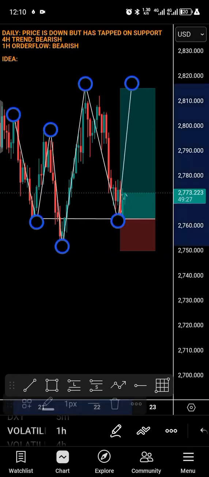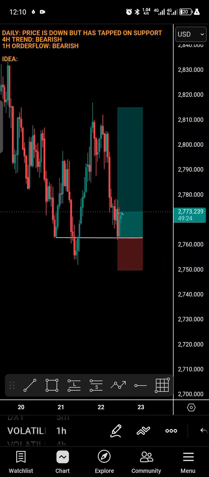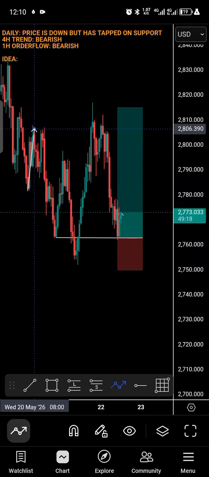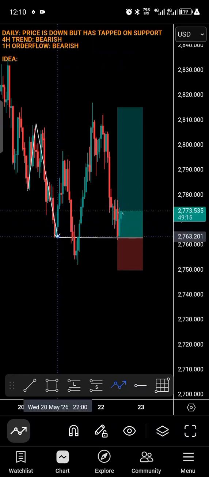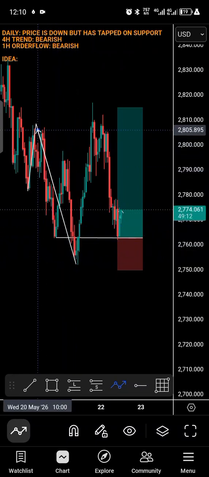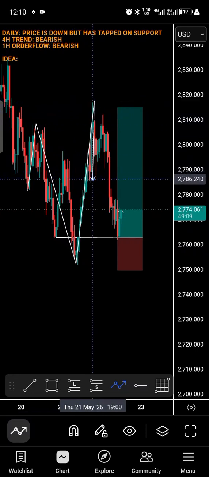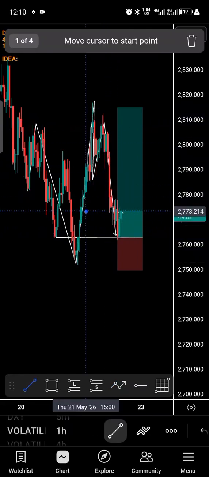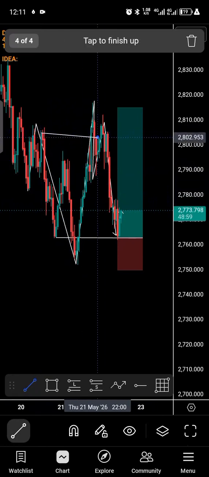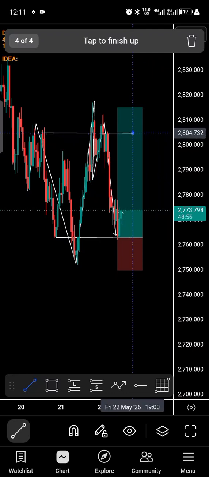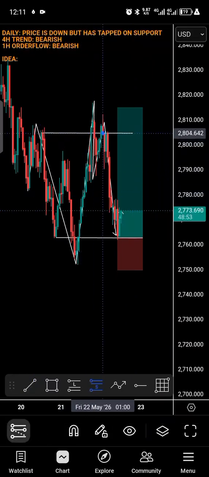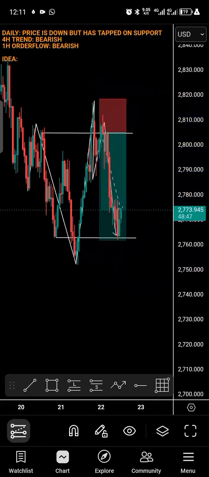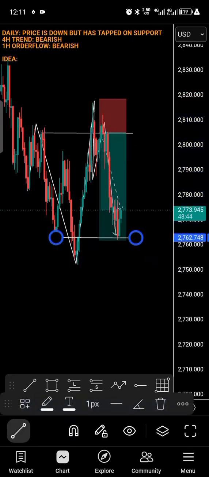And then this one that played out, that I took before, here. There's this sweep of this high, it came back down, tested it, and then sold. Very, very simple. And then stop loss here, and then take profit. Very simple. See how easy it is.